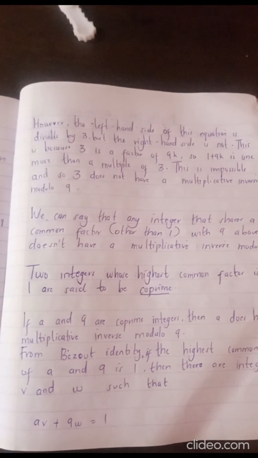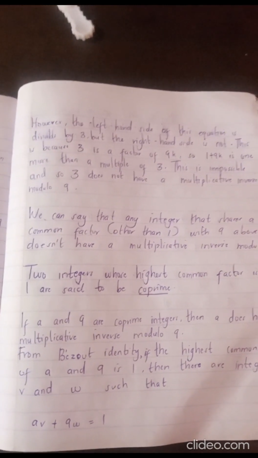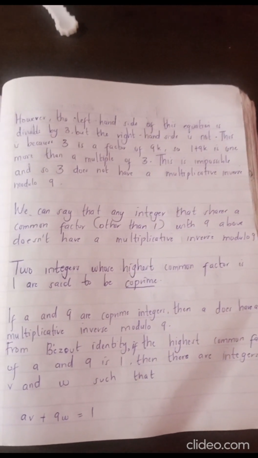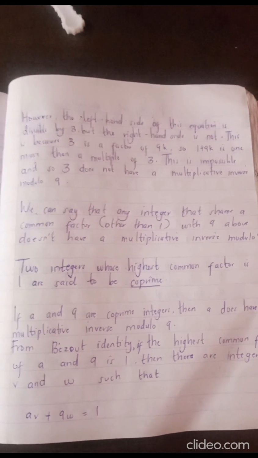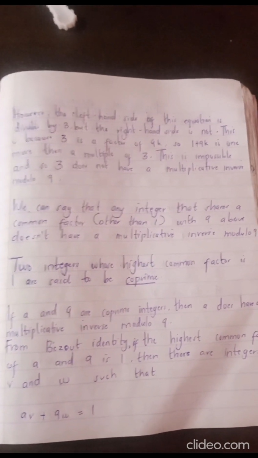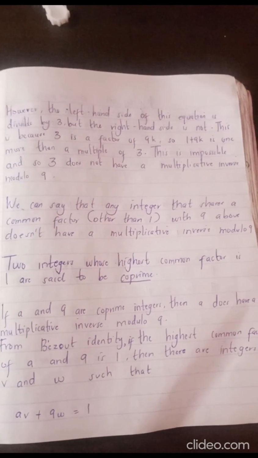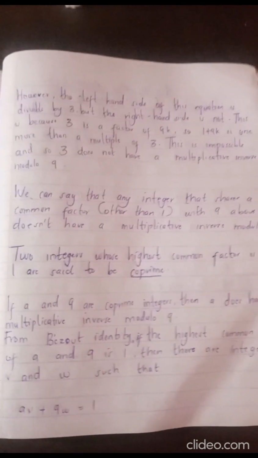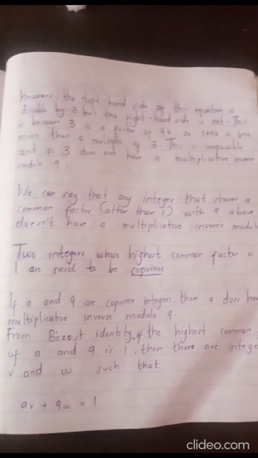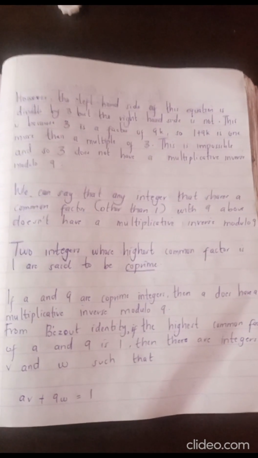Because of this, there are integers which have a multiplicative inverse and those which do not, such as the case we've seen. We can say that any integer that shares a common factor other than 1 with 9 doesn't have a multiplicative inverse modulo 9. Two integers whose highest common factor is 1 are said to be coprime. If a and 9 are coprime integers, then a does have a multiplicative inverse modulo 9.